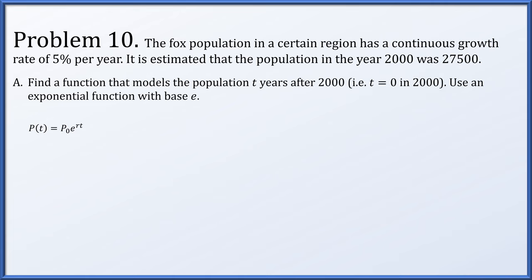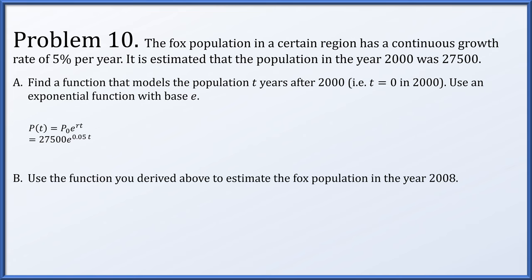The population t years after 2000 will be P naught, the population in the year 2000, times e to the rt, where r is the growth rate. So we were given a population of 27,500 in the year 2000 and a growth rate of 5% or 0.05.